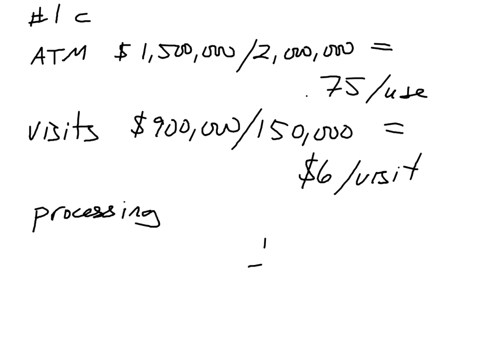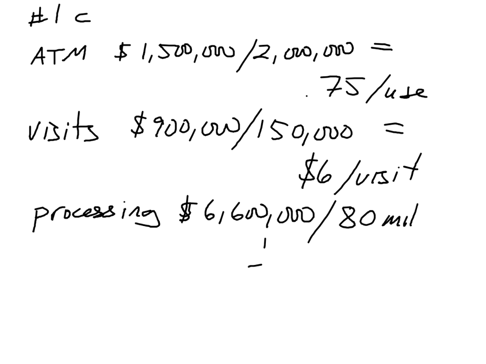All right, processing transactions. It cost $6,600,000, and there were 80 million transactions. So that's going to be 0.0825 per transaction.